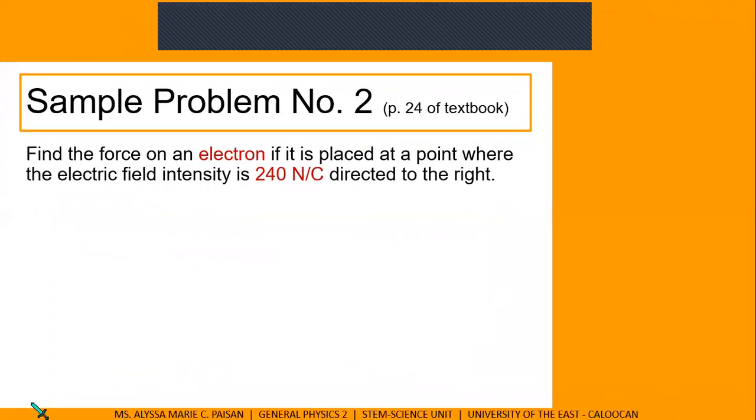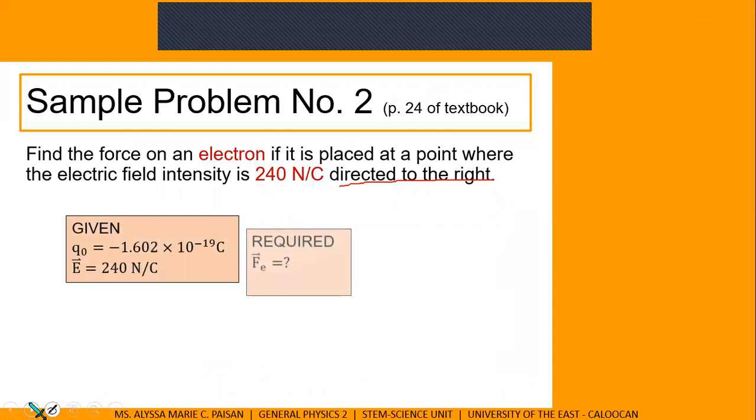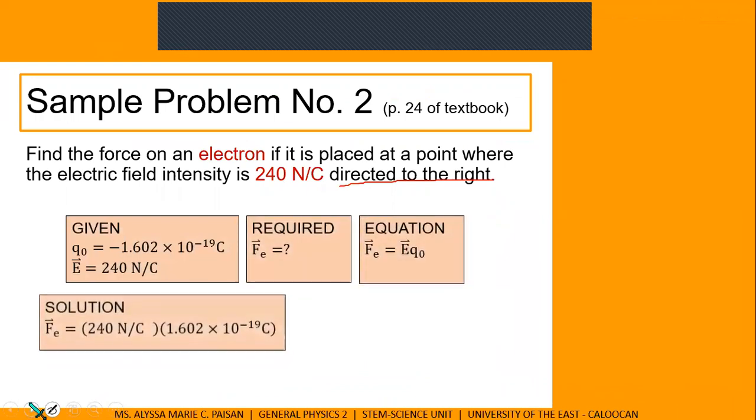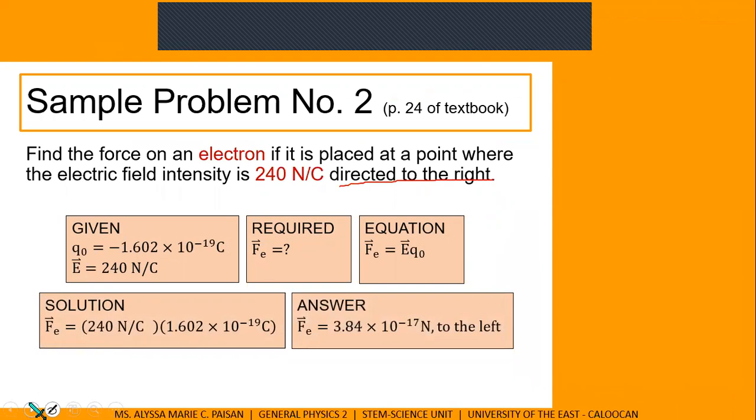Kaso dito sa ating problem, notice that our test charge is negative. So, paano kapag negative yung test charge? If the test charge is negative, the direction of electric field is opposite to the direction of the electrostatic force and vice versa. Again, kapag positive, they are going in the same direction, the electric field and then the electrostatic force. On the other hand, if the test charge is negative, the electrostatic force is in the opposite direction as the electric field and vice versa.